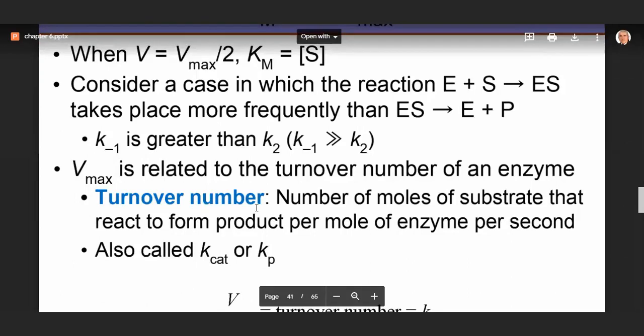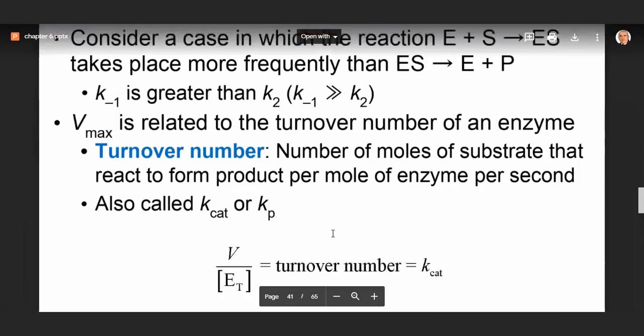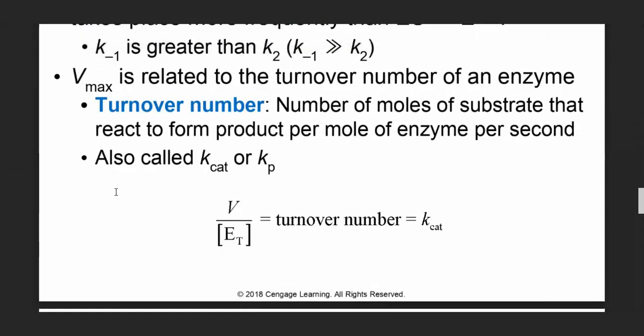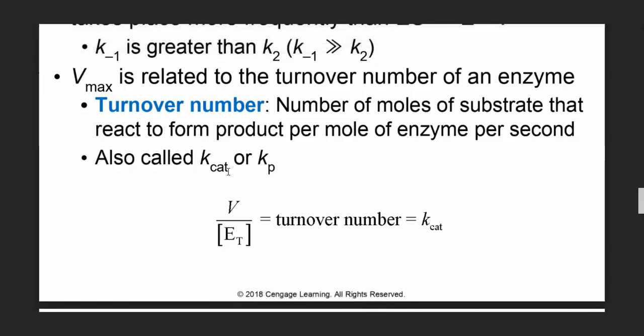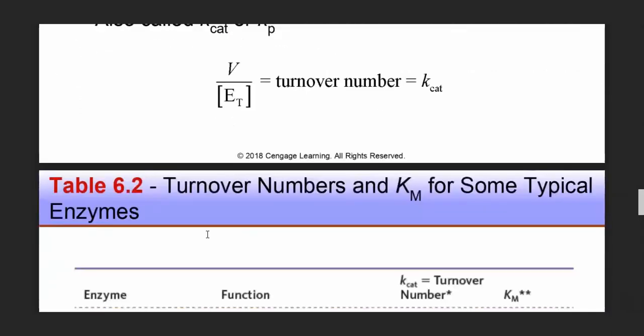What is turnover number? Number of moles of substrate that react to form product per mole of enzyme per second, also called kcat or kp. And kcat, or the turnover number, equals V divided by the total enzyme concentration. So you can determine kcat from this.